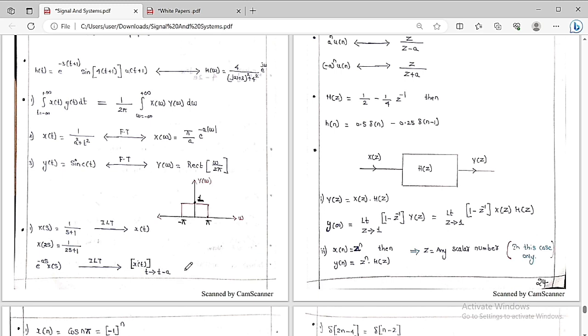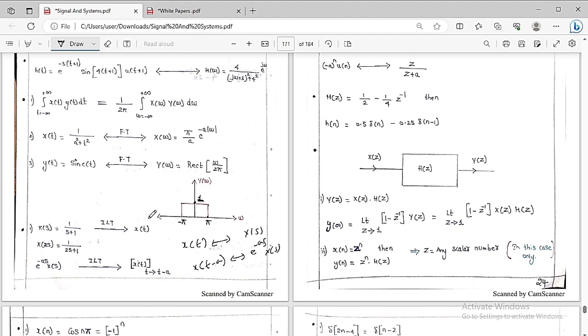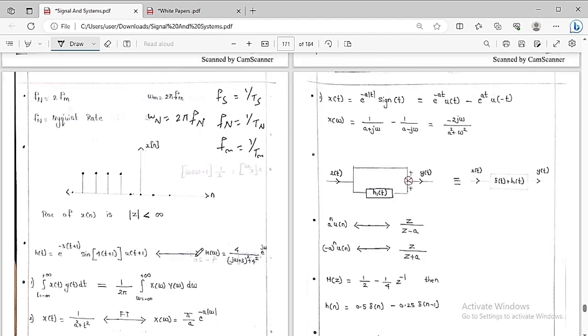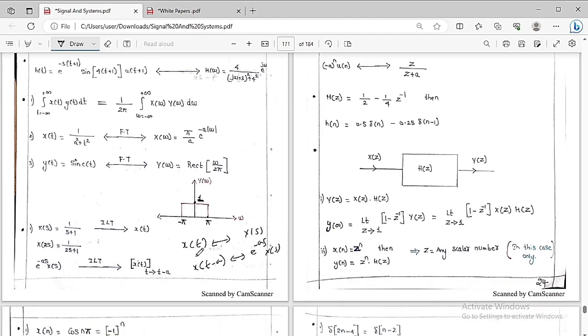I have already told you one important point. If x of t has the Laplace transform X of s, then x of t minus a has the Laplace transform e to the power of minus a s into X of s. The inverse Laplace transform is the reverse. So this is a very basic concept I have given.